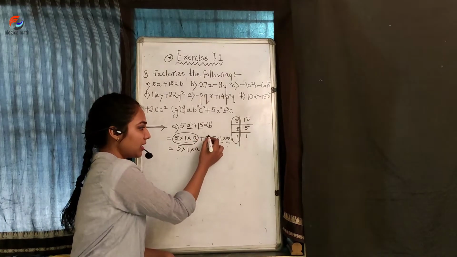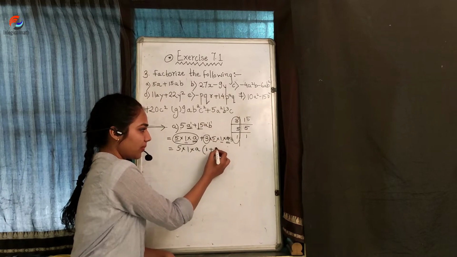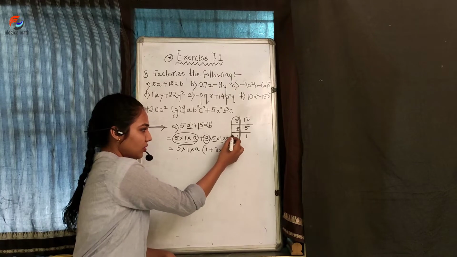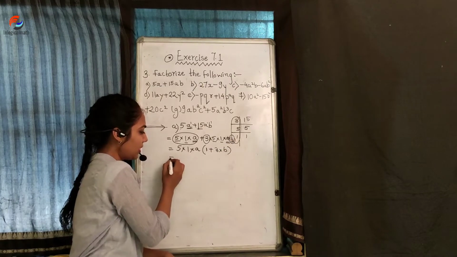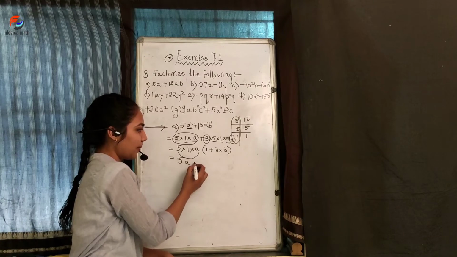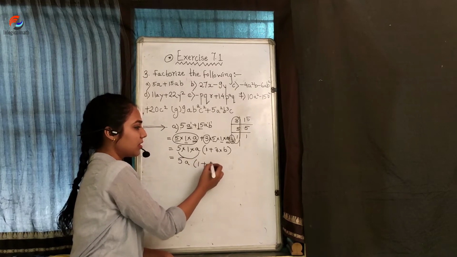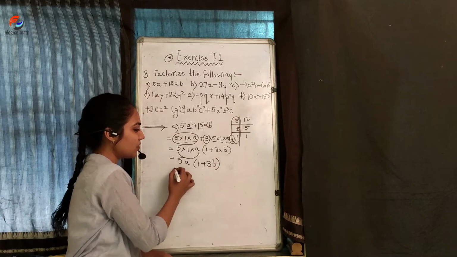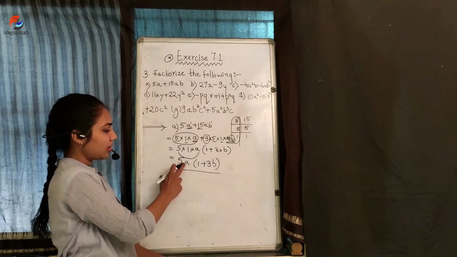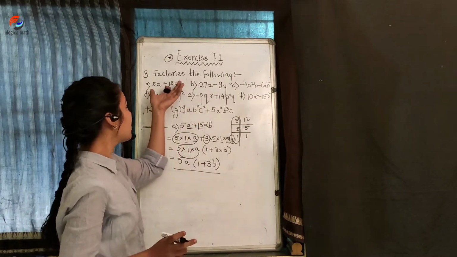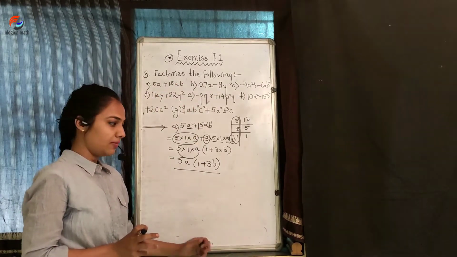Plus what remains here? 3. Plus 3, again multiply b. B also remains. So what do we get? Multiplication of the common part, 5 multiply a is 5a, and 1 plus 3 multiply b is 3b. So the answer is 5a in the bracket 1 plus 3b, which is the factorization of 5a plus 15ab.